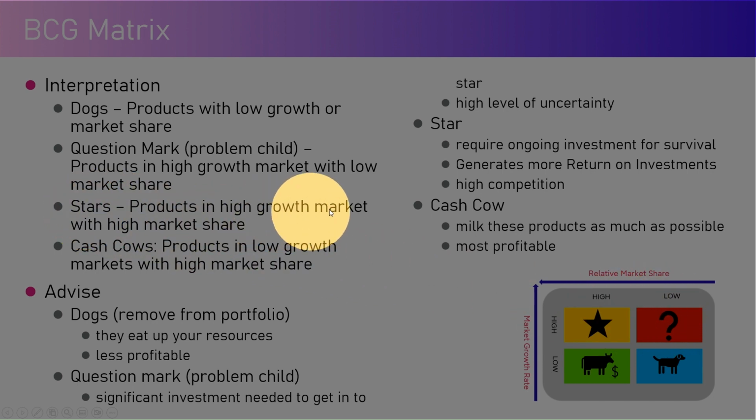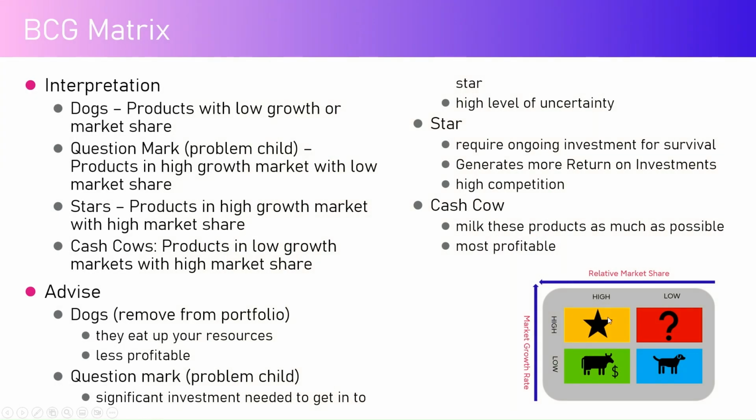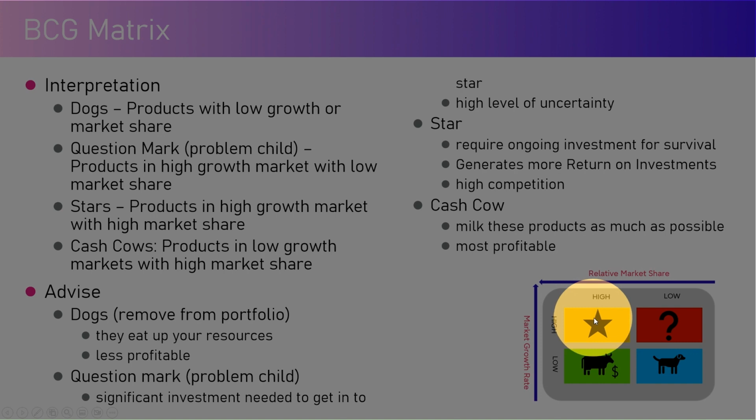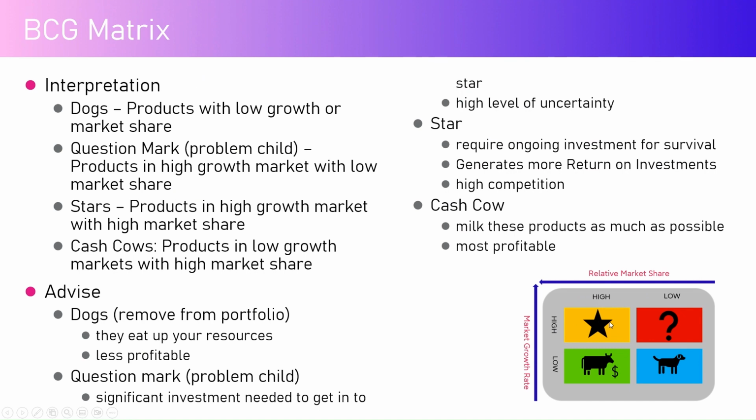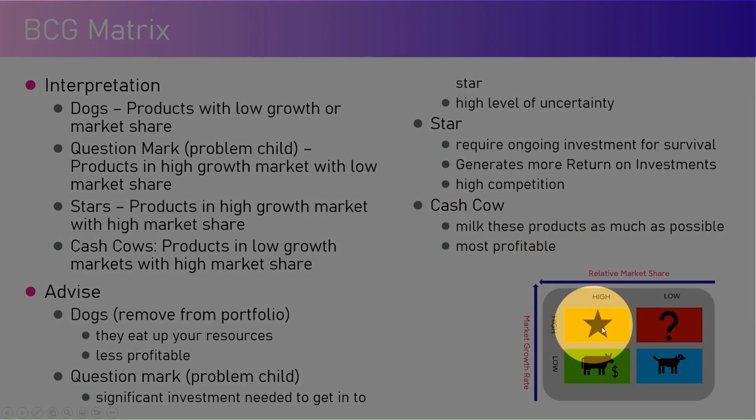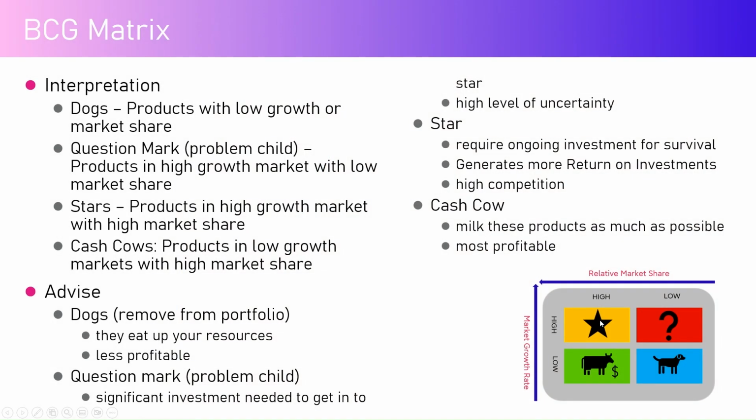Stars. These are products in a high growth market with high market share. As you see here, this is a relatively high market share with the market growth rate at a very high point. This product requires more ongoing investment for survival. It generates more ROI, return on investment. It's in a very competitive space. So in order to keep this product in this particular zone, you need to invest a lot, keep an eye on it, and make sure that it is relevant.